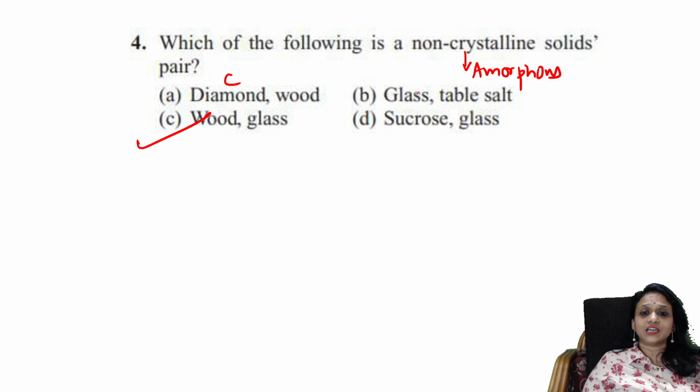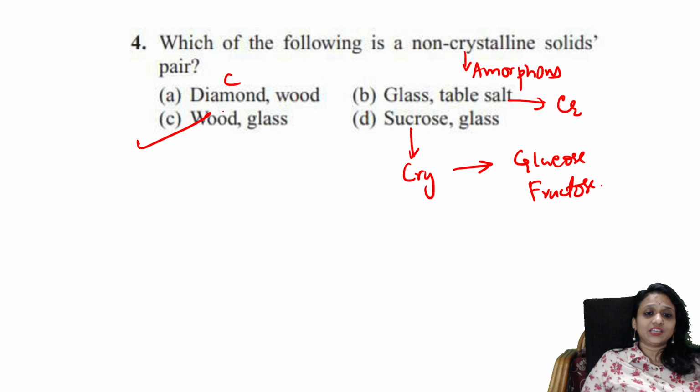If I have to say, glass is amorphous, but table salt is again crystalline. See, one is crystalline. In this, sucrose and glass, sucrose is again crystalline. Why? It has two types of molecules in that. One is glucose and one is fructose. So that is also crystalline. So this is amorphous. This is also amorphous. Perfect.